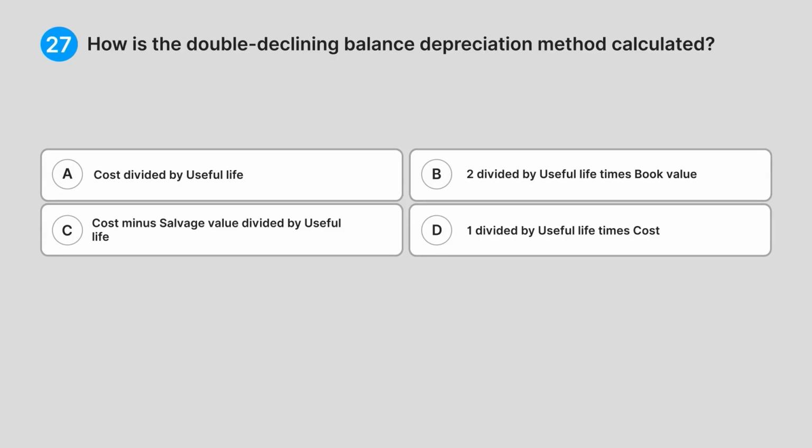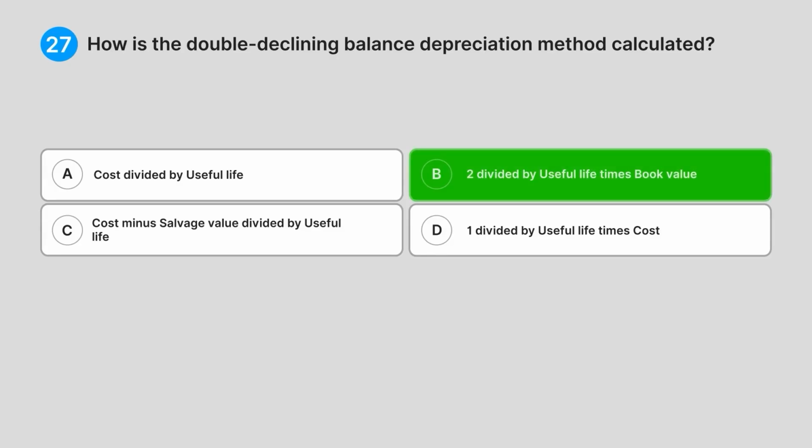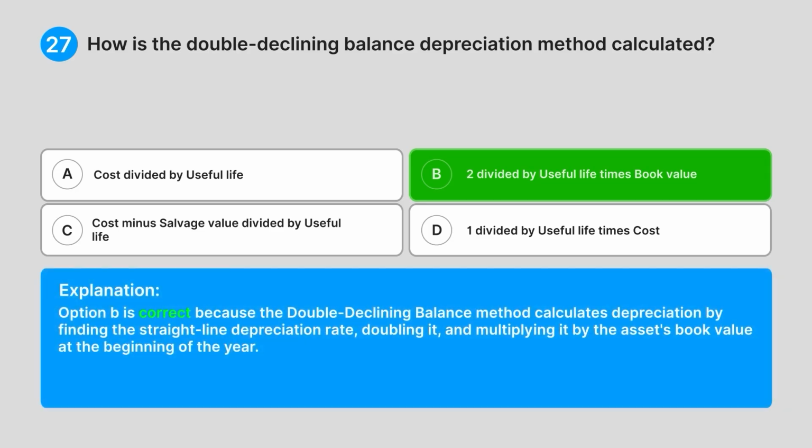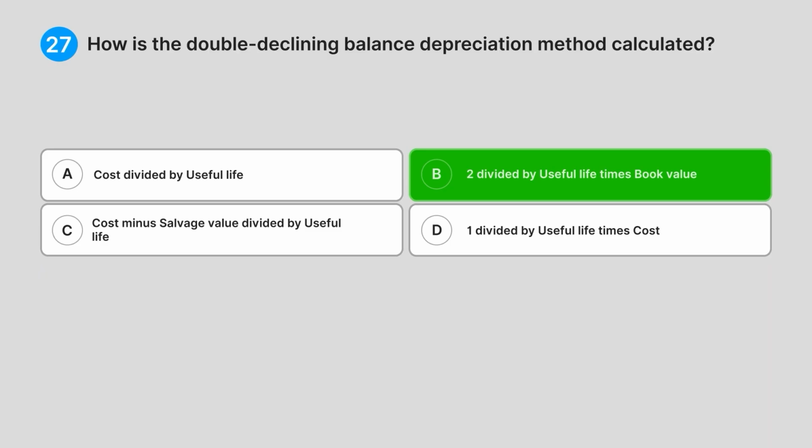Correct answer. B. 2 divided by useful life times book value. Explanation. Option B is correct because the double declining balance method calculates depreciation by finding the straight line depreciation rate, doubling it, and multiplying it by the asset's book value at the beginning of the year.